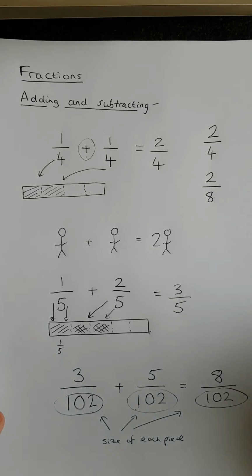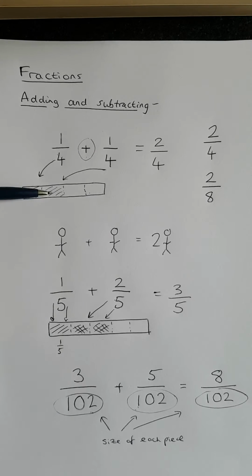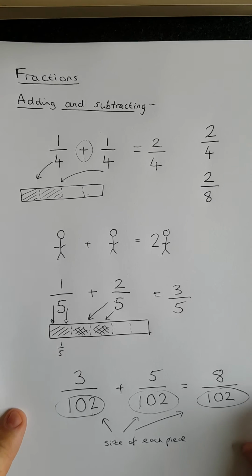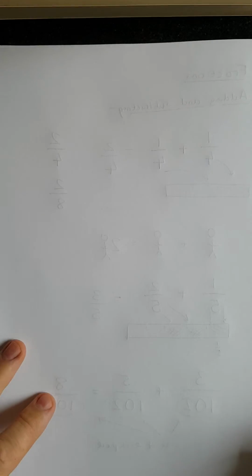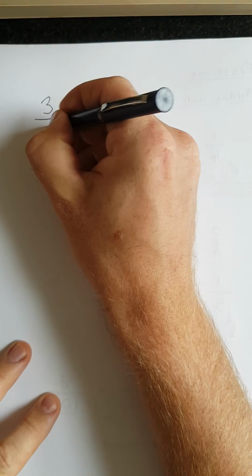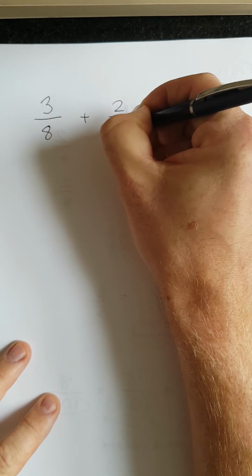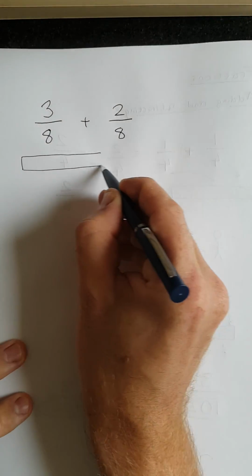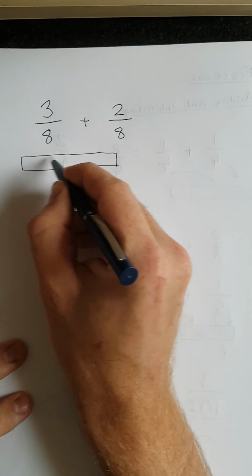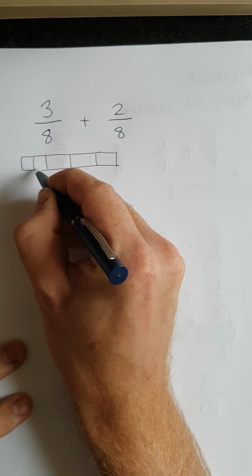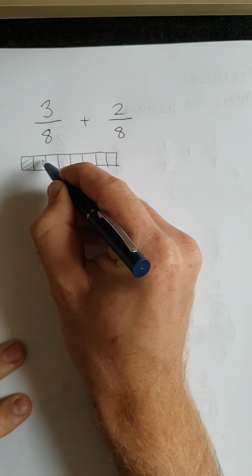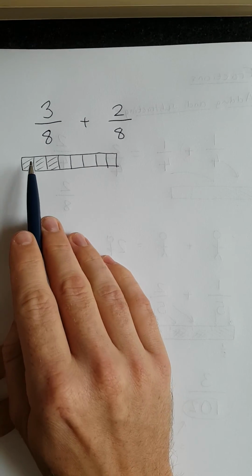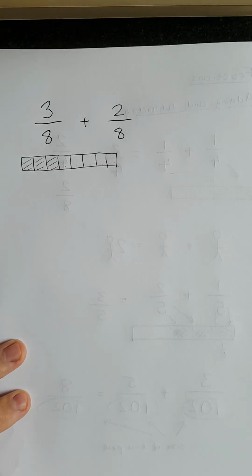Now, in both these diagrams, I've drawn the original and then put the extra bit into the same whole one. Some of you might find that diagram is not ideal, so let me show you another one. 3/8. There is my whole one. One, two, 3 pieces out of 1, 2, 3, 4, 5, 6, 7, 8.